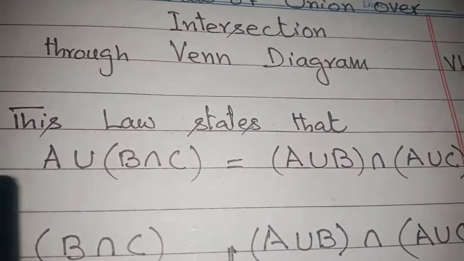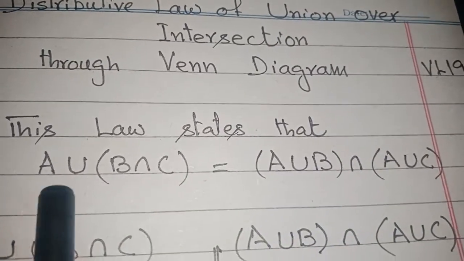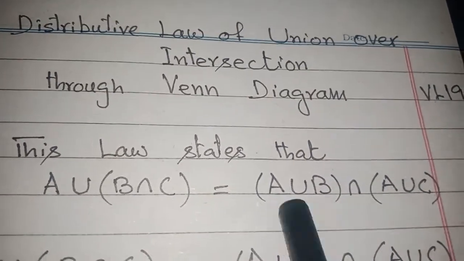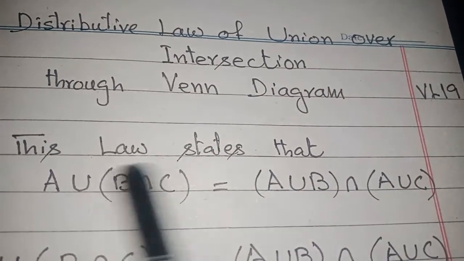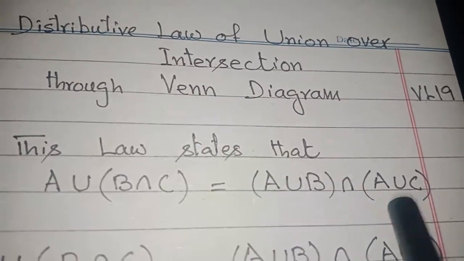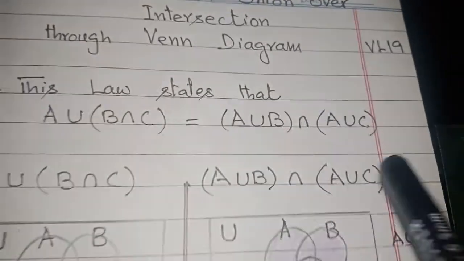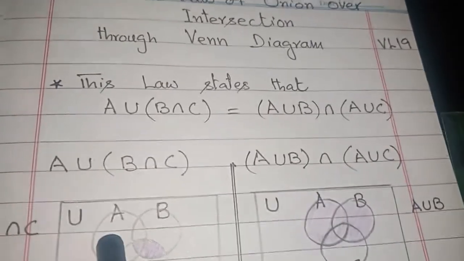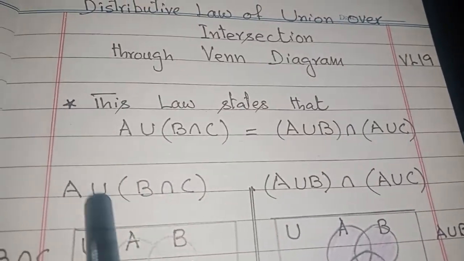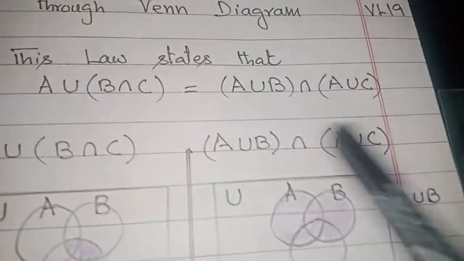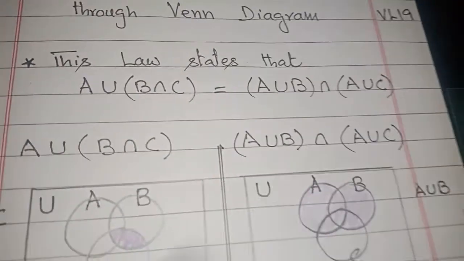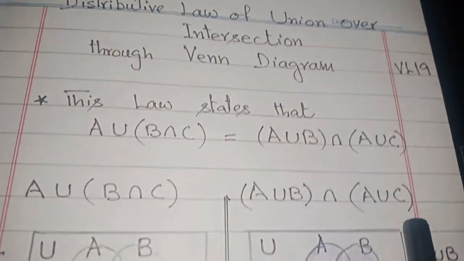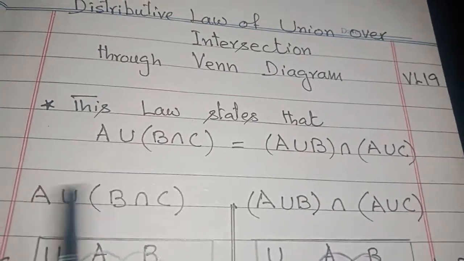This is the mathematical expression of the law, and it has two parts, two sides: the left hand side and the right hand side. We will represent these two sides side by side. I have divided this page into two columns. In the left column, I'll represent the left hand side of the law, and in the right column, I'll represent the right hand side through Venn diagram, and in the end we'll see that both of these are equal, and thus we'll verify this law.